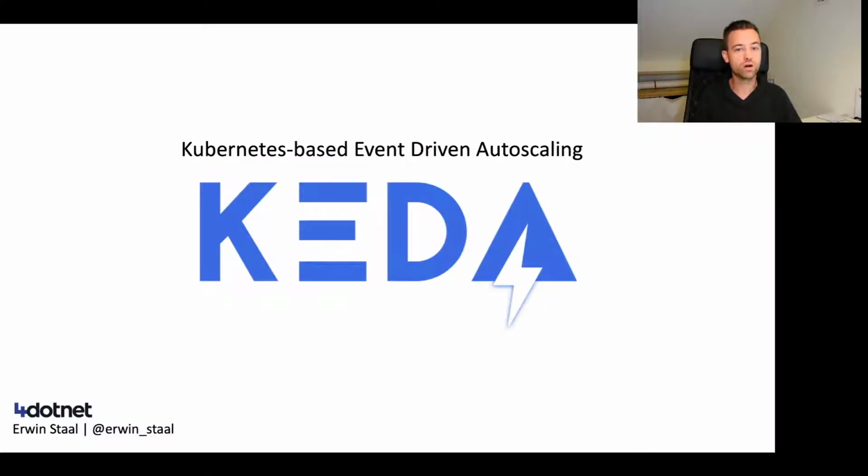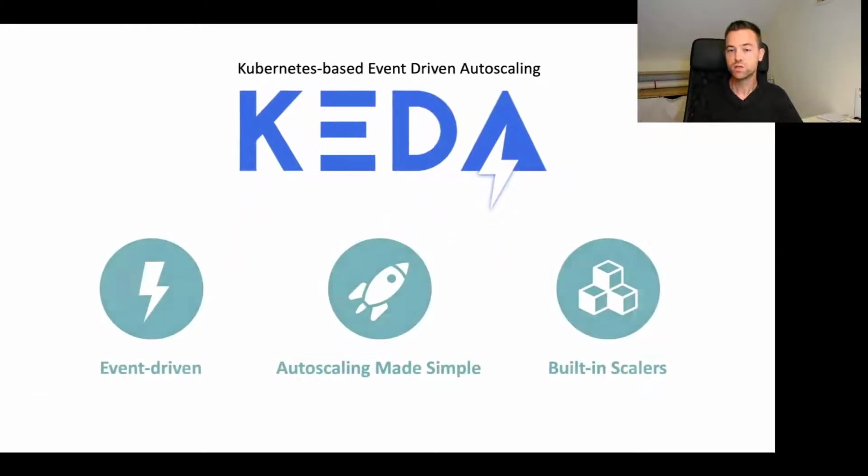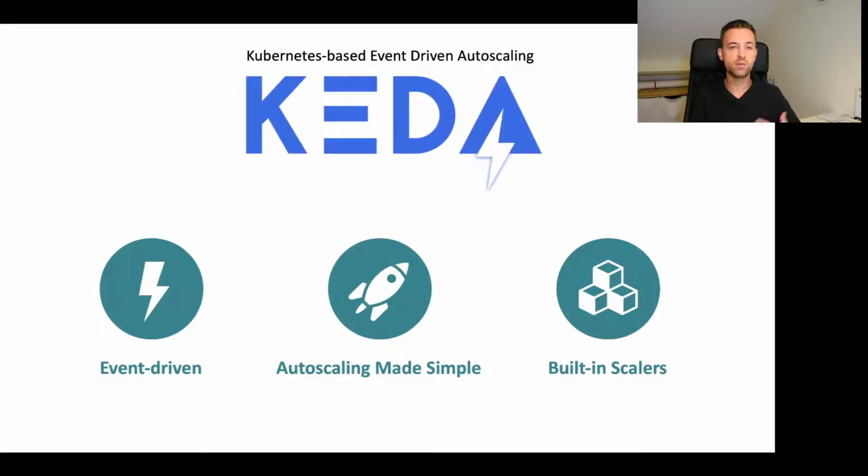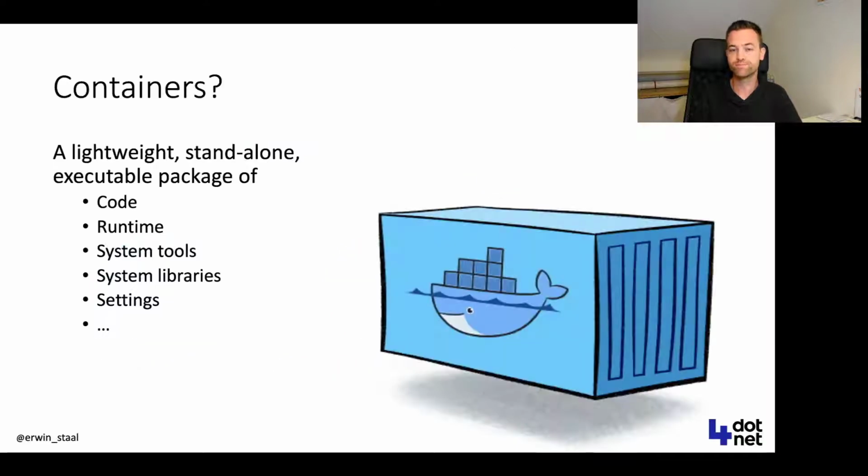So today we're going to talk about KEDA, and KEDA stands for Kubernetes-based event-driven autoscaling. That means that KEDA enables you to do proper autoscaling based on events, and that is, as we will see in a bit, something that Kubernetes cannot do out of the box. But KEDA actually makes it very, very simple to do autoscaling based on events.